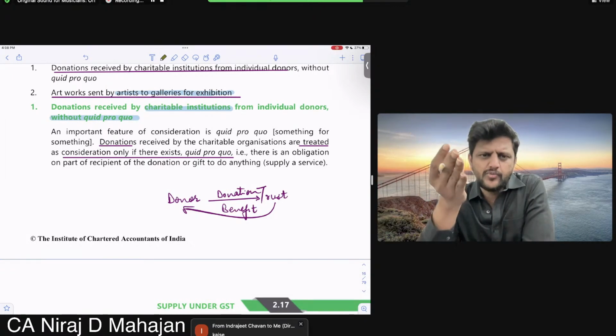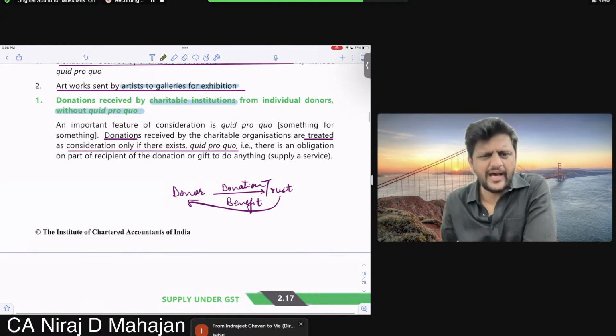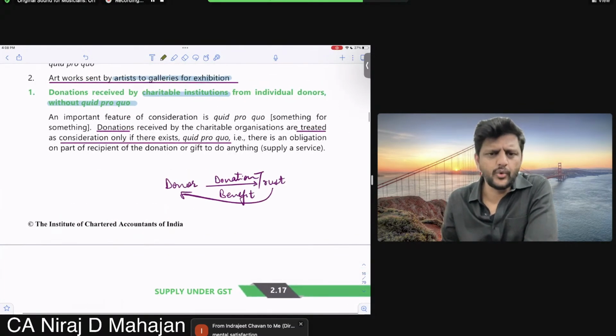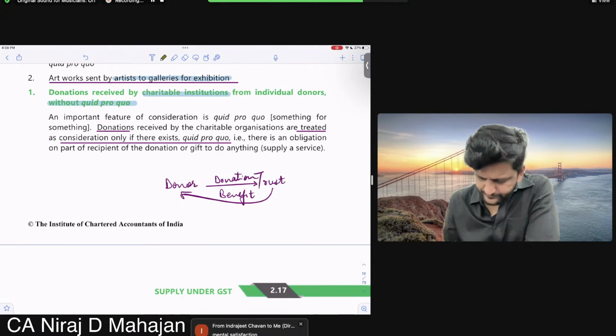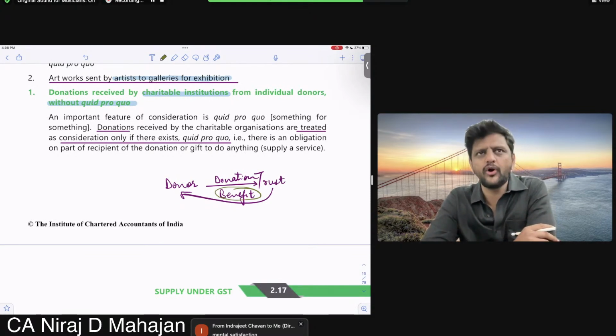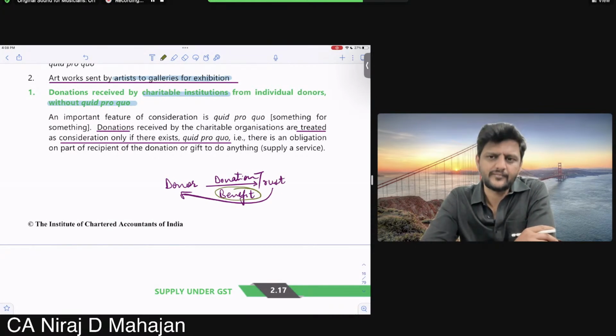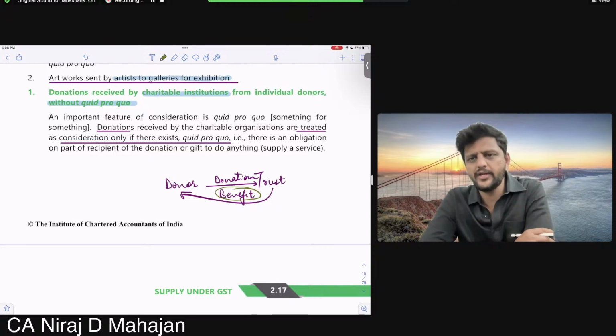Something in return. So when the donor, whatever it may be, the example, what did I say? Can you see the arrow? Donor, not mental satisfaction. The trust is making a room or a hall or an auditorium in his name, in the donor's name. Or the trust is organizing some function in the name of the donor. So again, that recognition.